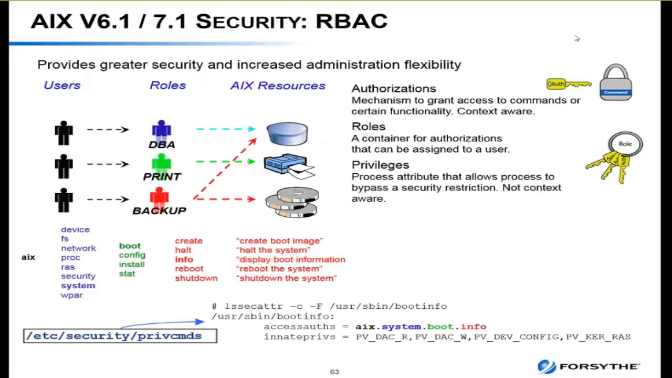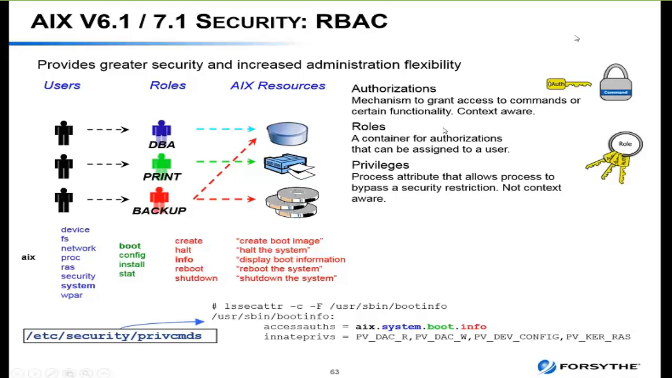I wanted to talk a little bit about RBAC, because a lot of people get very confused about what it is. Basically, the intent of RBAC is to provide security and administration flexibility and to let you create roles. We have 3 things: authorizations, roles, and privileges. An authorization is simply how do I grant access to a command or function? A role is authorizations that can be assigned, and then privileges are what let me bypass a security restriction.